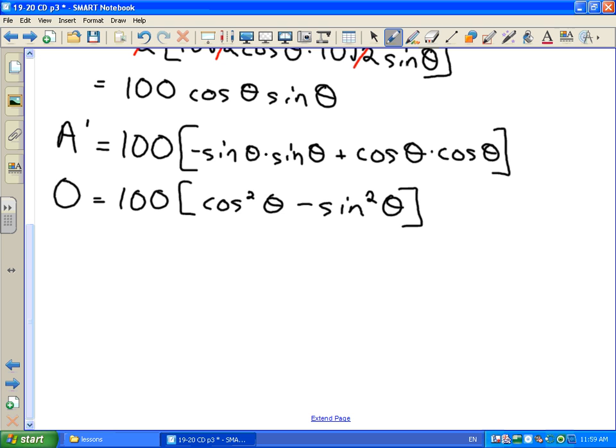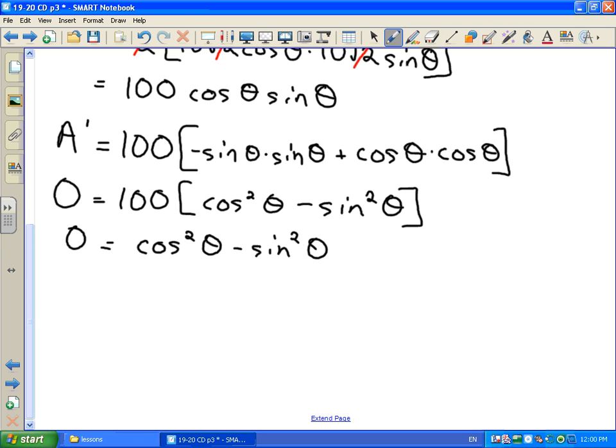Now, how can we solve this? What can we do first? Let's deal with the 100 first. No, we don't even have to do that. First, get rid of the 100. Let's divide both sides by 100. 0 divided by 100 is still 0. So now we just have cos squared theta minus sine squared theta.